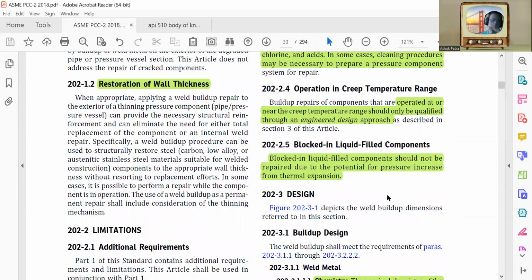Operation in the creep temperature range. Components that are operated at or near the creep temperature range should only be qualified through an engineering design approach described in Section 3 of this article. Blocked-in liquid-filled components. Blocked-in liquid-filled components should not be repaired due to the potential for pressure increase from thermal expansion.